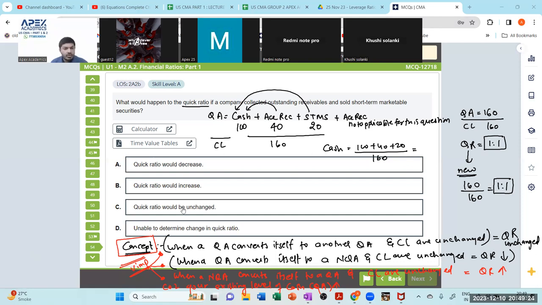Taken? Okay. So over here, your answer will be quick ratio is unchanged. Here your answer is quick ratio will be unchanged. So you can go for this screenshot now because the answer is highlighted over here. Everything else does not make sense.